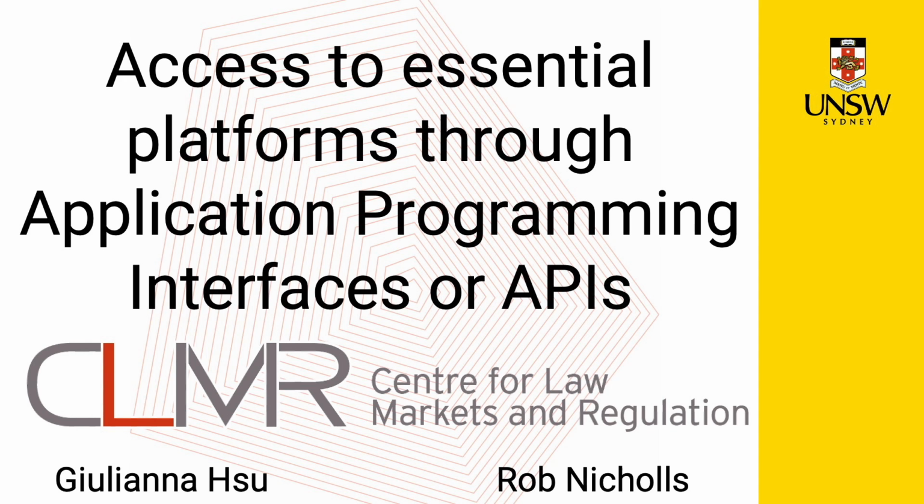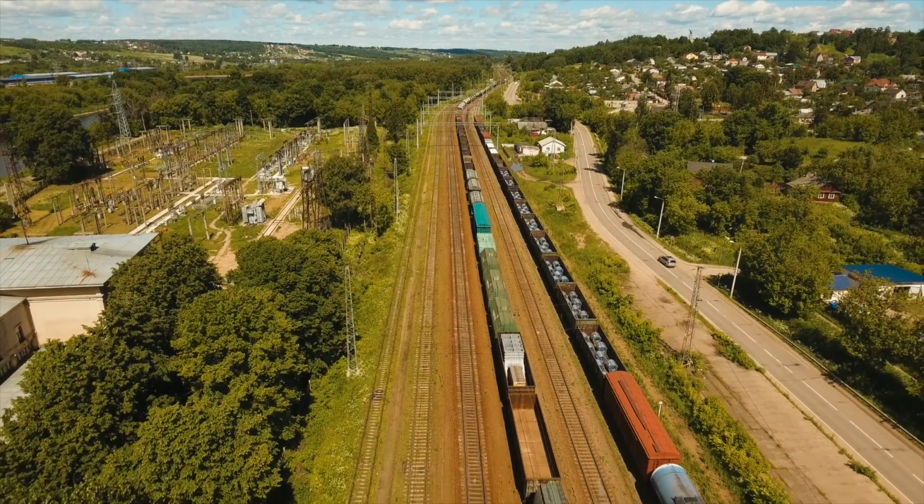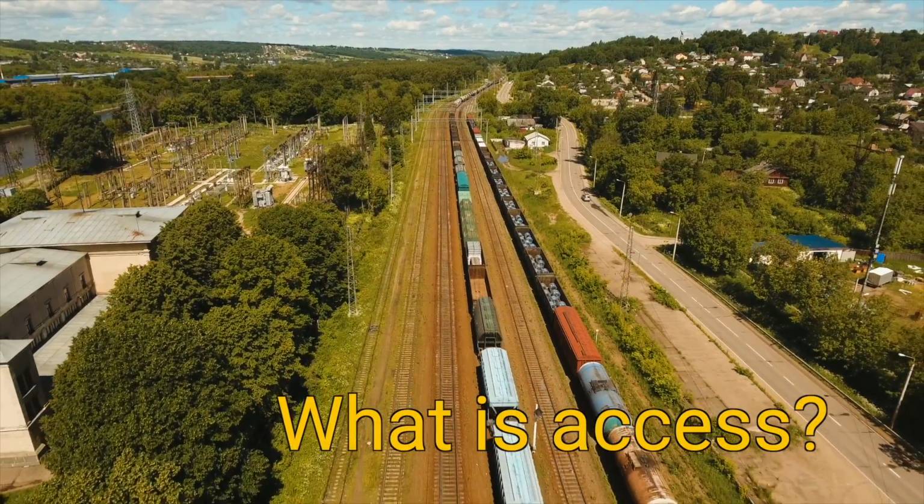Access to data poses a unique situation for the laws governing competition in Australia. In this video, we will explain how access to essential platforms can be facilitated through application programming interfaces, or APIs. We will show how access has traditionally been regulated in Australia and how it could be regulated through the use of APIs. Let's begin with when access is necessary.